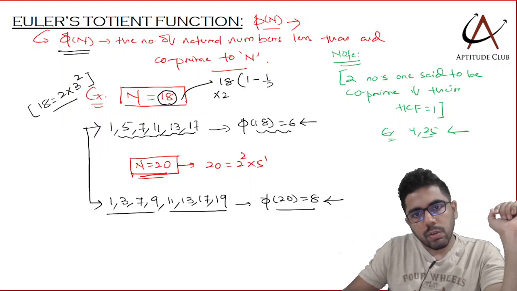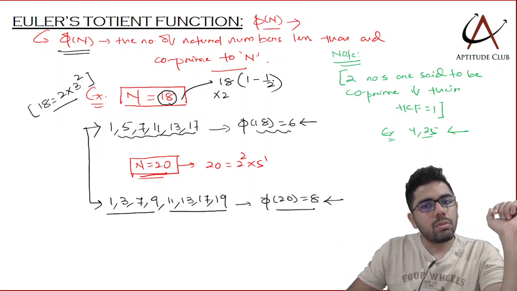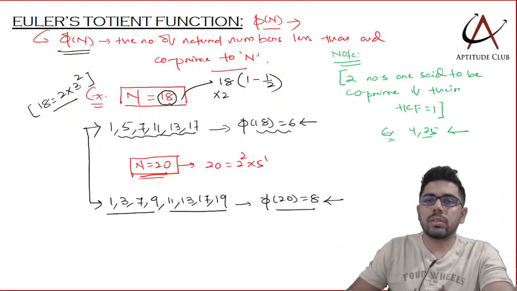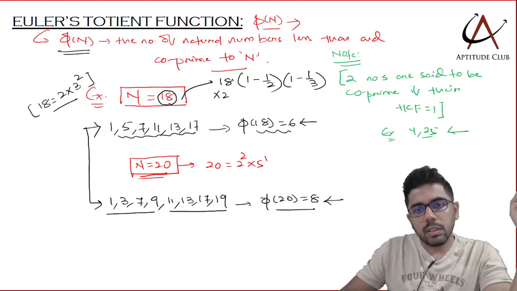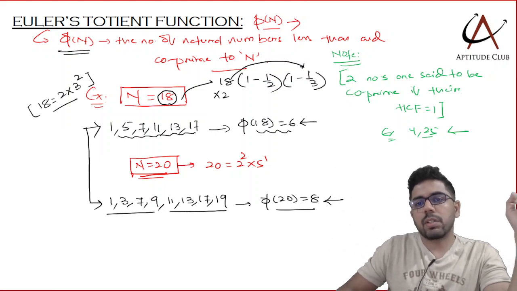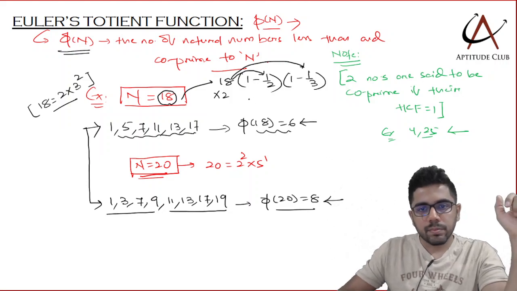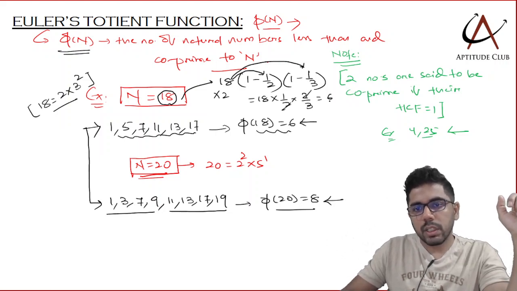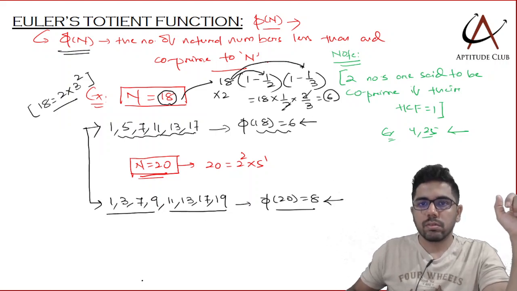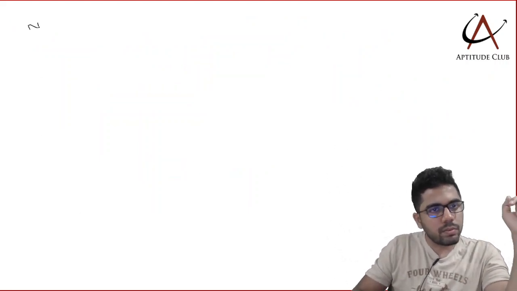So that is why I can write it in this way, that it is 18 whole into 1 minus 1 by 2, because 18 into 1 by 2 is the number of natural numbers that are divisible by 2, and then 1 minus 1 by 3. So 18 into 1 by 3 is the number of natural numbers that are divisible by 3. तो मैं systematically remove किया. तो देखो वही आएगा 18 into 1 by 2 into 2 by 3. So you get 6.